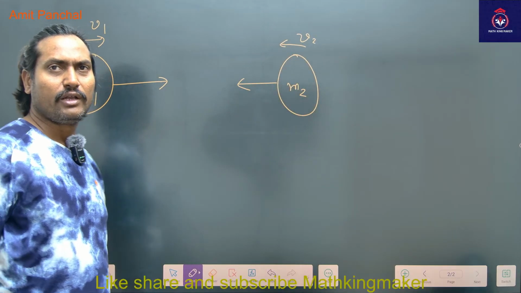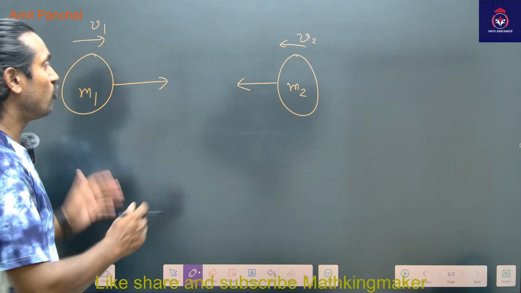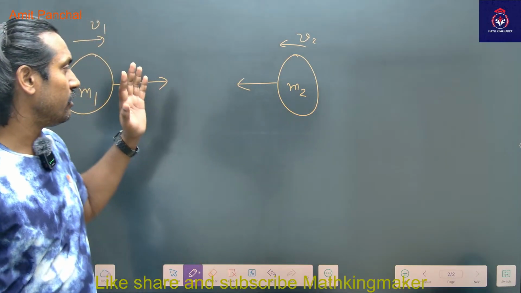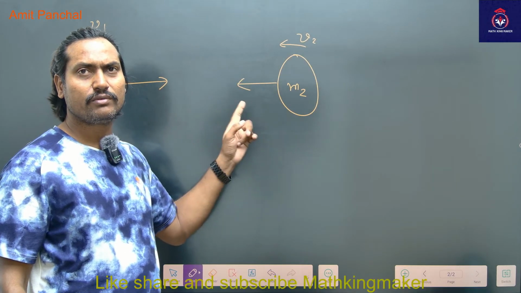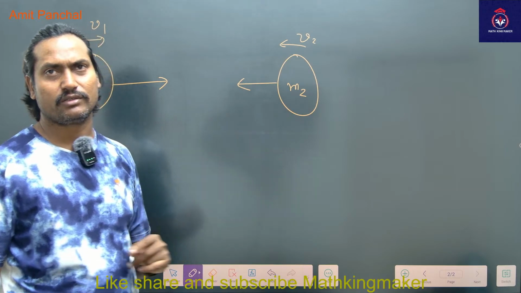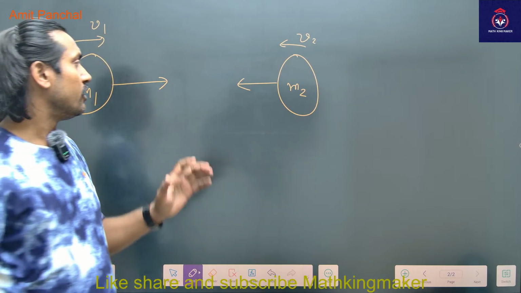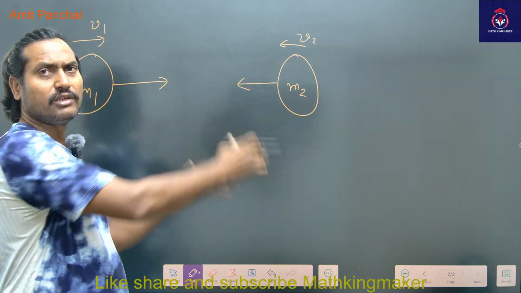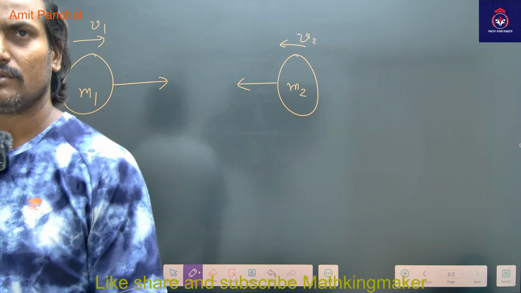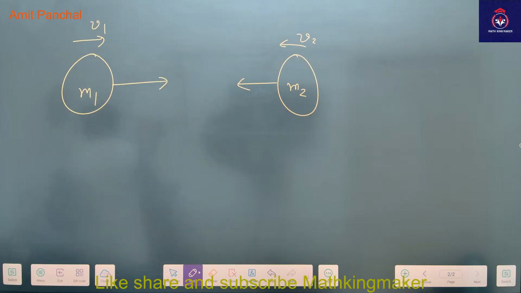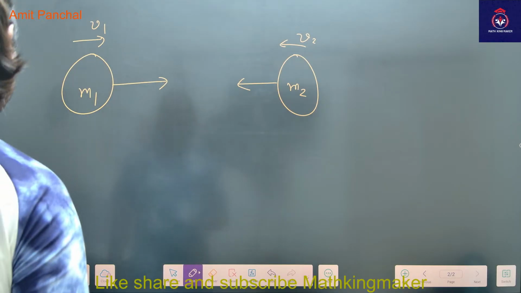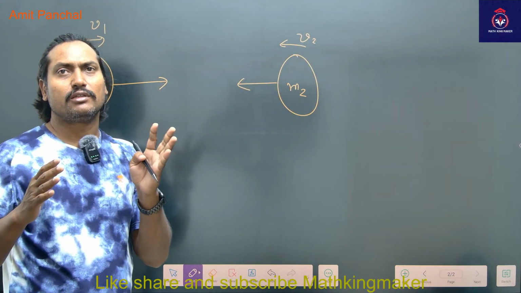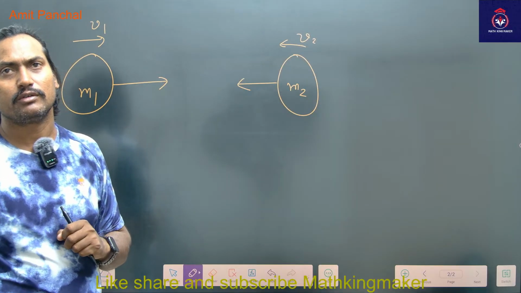If you take this as positive, this will be negative. Momentum is a vector quantity, so when we add vectors, we take one as negative because they are in opposite directions. So if we are adding these two momentums, it means one is to be subtracted. Once we are talking about the momentum before collision, that means the vector momentum before collision.